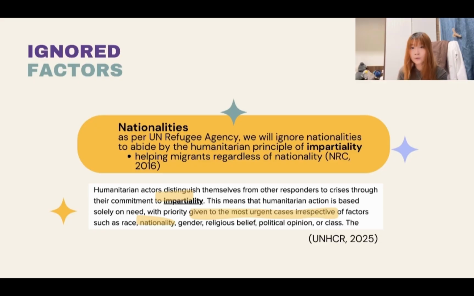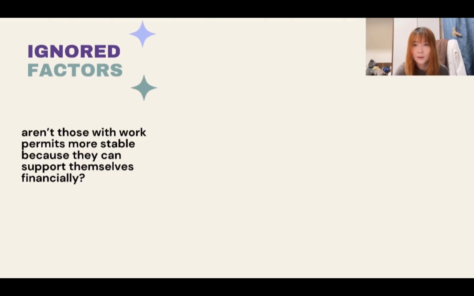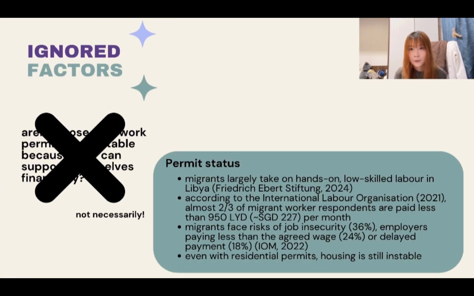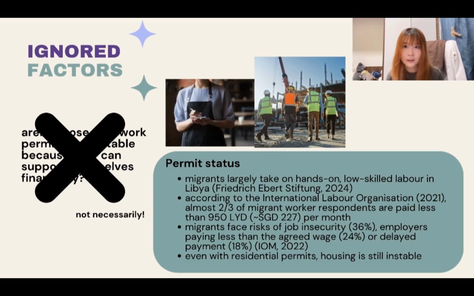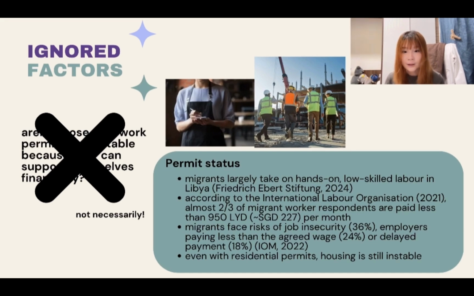Lastly, we decided to ignore a few factors, first of which is nationality, because we want to abide by the humanitarian principle of impartiality. We also decided to ignore permit status. Now, what if those with work permits actually have the opportunity and financial ability to work and afford housing more? While this is not necessarily the case, migrants in Libya actually take on more hands-on, low-skilled labor. They also face increased risk of job insecurity, employers paying less than promised, or delayed payment. And even with residential permits, housing is still unstable, which is why we decided to ignore permits as a whole.